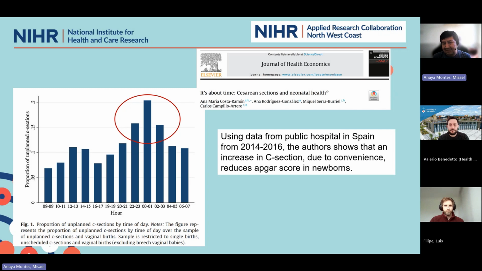So what happened is that the hypothesis is that there could be a C-section because of convenience, because vaginal delivery could last up to 12 hours.